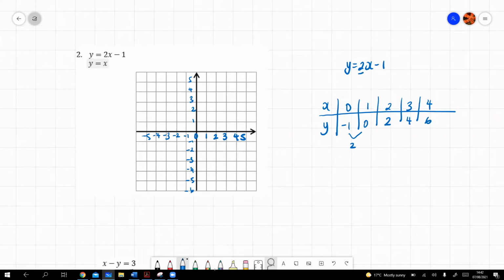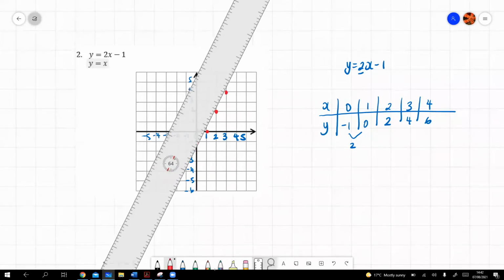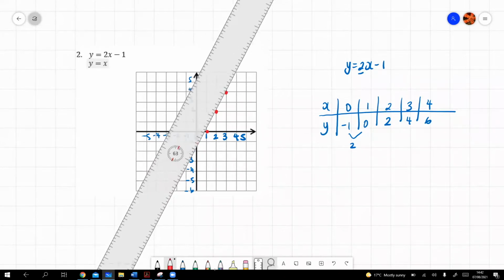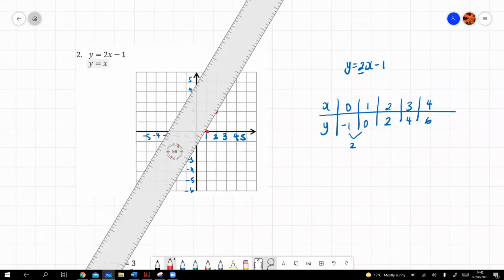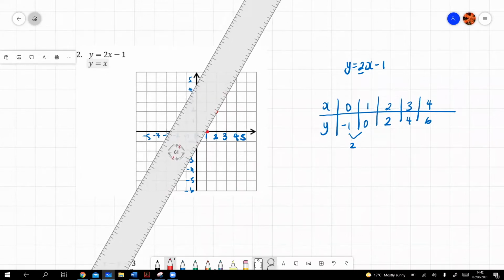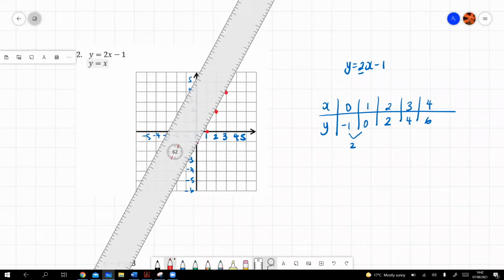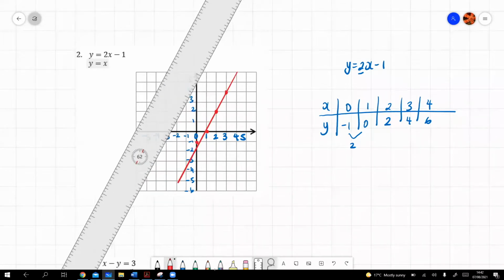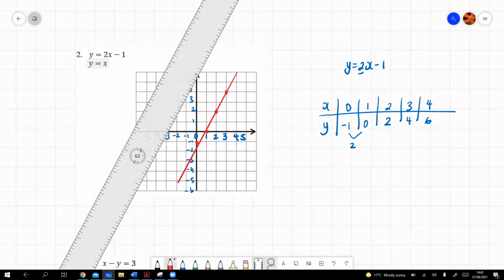I'm going to do it in red. 0, minus 1; 1, 1; 2, 3; and I'm going to leave it at that. Trying with my pen, you can see here it just isn't really, it's slightly hard to get in the right place. Okay, I'll just do it like that if I can. Okay, I just missed that point there.